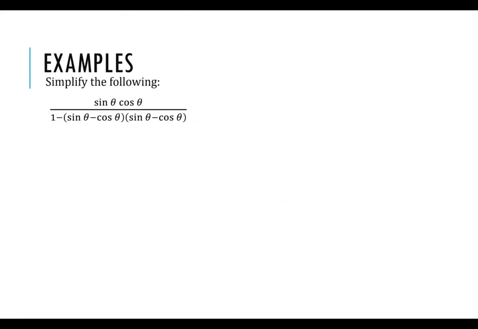Let's try another. Here I have sine of theta times cosine of theta divided by 1 minus sine of theta minus cosine theta times sine of theta minus cosine theta. Alright, so I'm just going to multiply this stuff in the denominator. This is two binomials, so double distributive property, or you can call that FOIL if you want. Sine of theta, cosine of theta on top stays the same. 1 minus, do be careful about a set of parentheses, because that minus applies to all of this product, and so we've got to watch out for that.